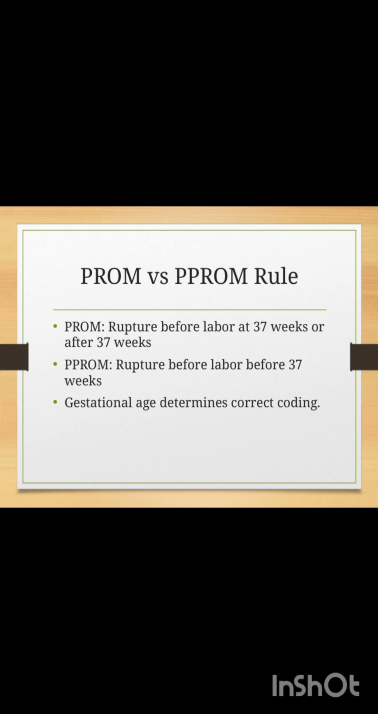This differentiation isn't just about semantics, it impacts management and documentation. So, when you're coding, always pay attention to whether the rupture occurred before or after 37 weeks, because that will guide proper classification. Remember, the main rule to keep in mind is that gestational age helps us distinguish PROM from PPROM. Accurate identification ensures better care and proper coding, which ultimately supports better outcomes for both mother and baby.